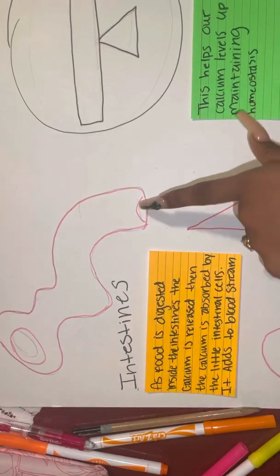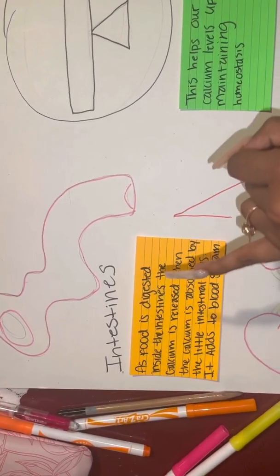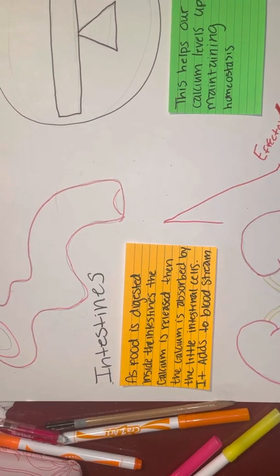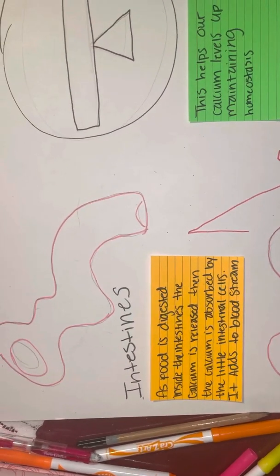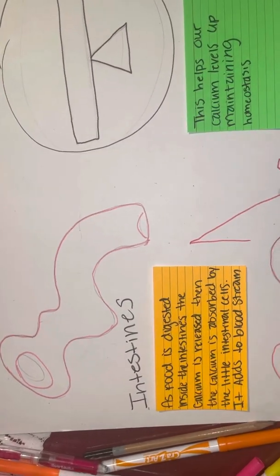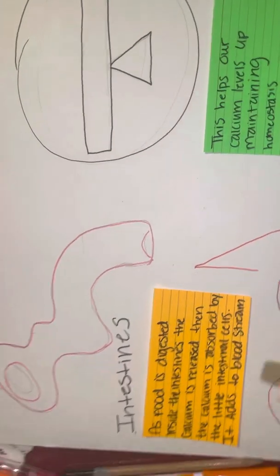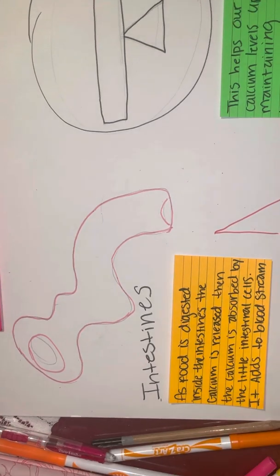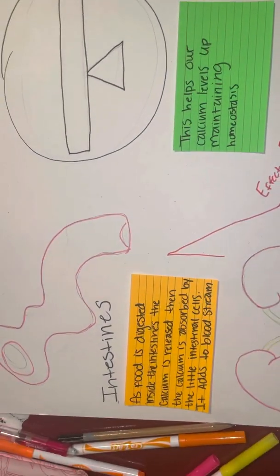Then the intestines. As the food is digested inside the intestines, the calcium is released. Then the calcium is absorbed by little intestinal cells and added to the bloodstream. So basically it just collects all of the calcium from your food and sends it back to the bloodstream.